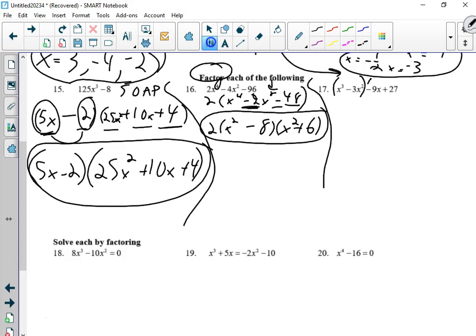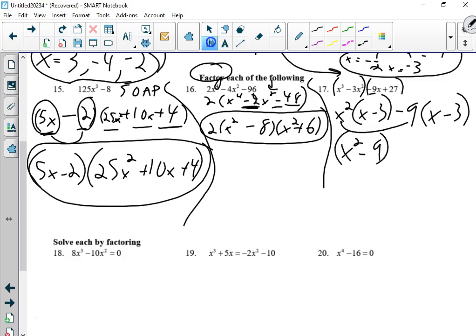Alright, I'm going to factor by grouping here. What comes out of the first one? Just x squared. x minus 3. I get to cheat. I know this is x minus 3. Now I ask myself, self, negative 9x divided by what will give me positive x? Negative 9. I confirm. Is 27 divided by negative 9 negative 3? It is. Hook them up. x squared minus 9 and x minus 3. I am finished. All right.